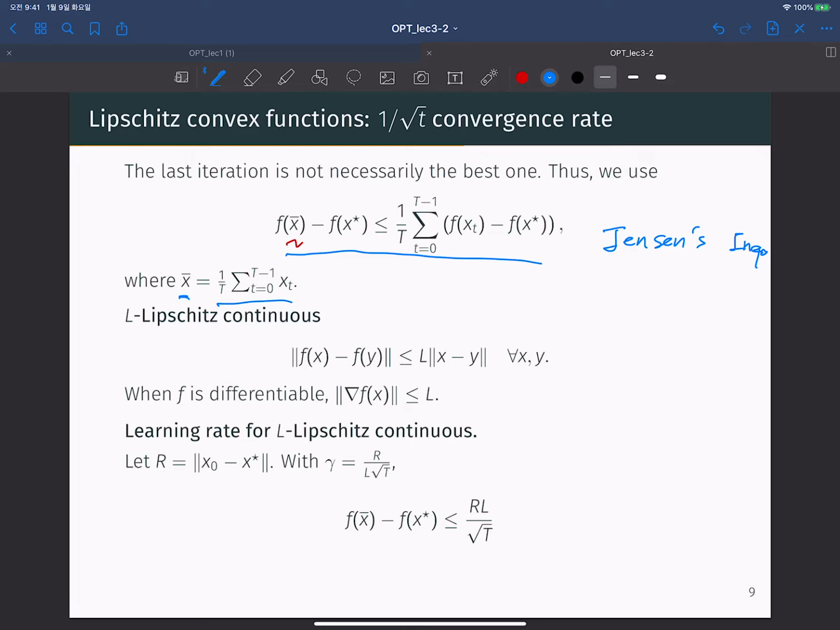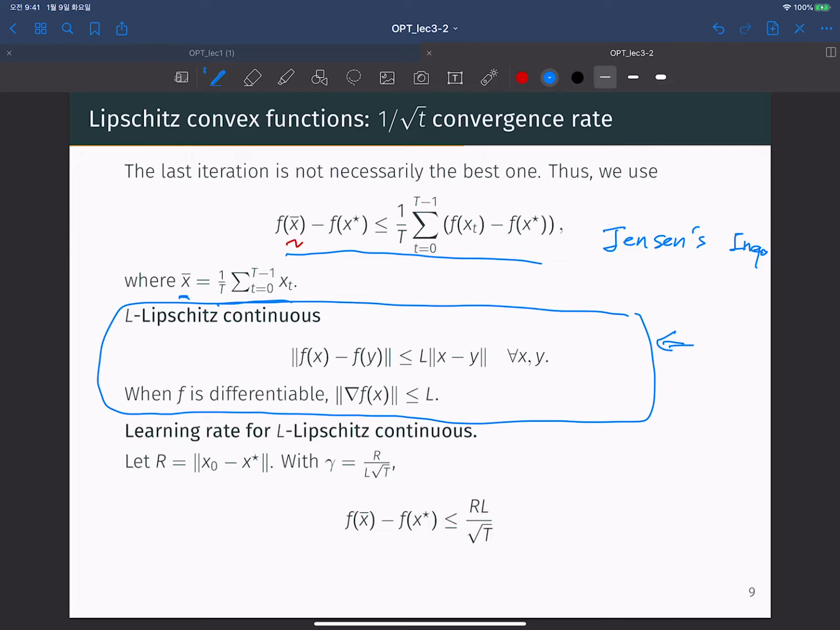Right. So now we will use the Lipschitz continuity assumption. Without any assumption, essentially it is very difficult to guarantee something. So this is the very least assumption. We assume that the function value is smooth, so f(x) minus f(y) is always upper bounded by the Lipschitz constant L times the Euclidean distance between x and y. Okay, which means your gradient is always upper bounded by L.